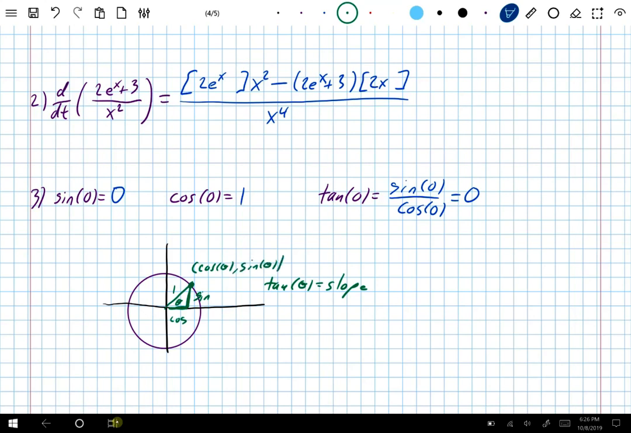I'll talk more about this, but hopefully that is enough to jog your memory about these trig functions just a little bit, or maybe enough to realize, hey, when theta is 0, I'm right here, and then my y value is 0, my x value is 1.